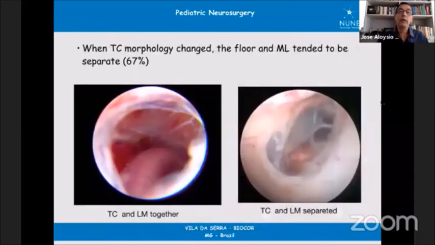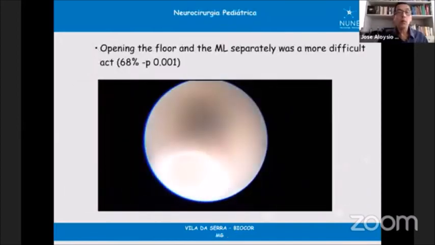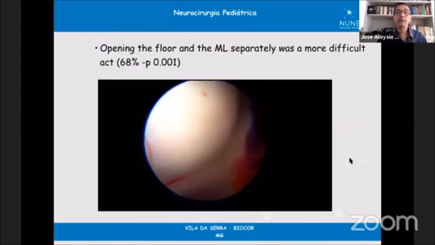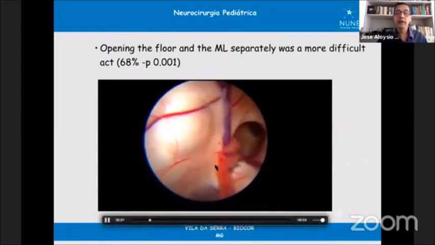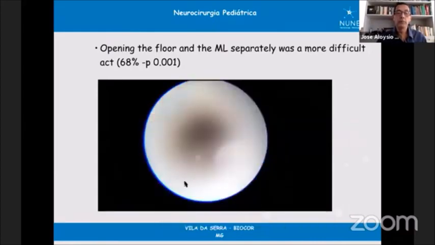When the tuber cinereum morphology changed, the floor and the Liliequist membrane tend to be separate. And here is the TC and Liliequist membrane together, and here they are separated like that. And opening the floor and the Liliequist membrane apart was a more difficult act. Again, a very nice anatomy. So, sorry.